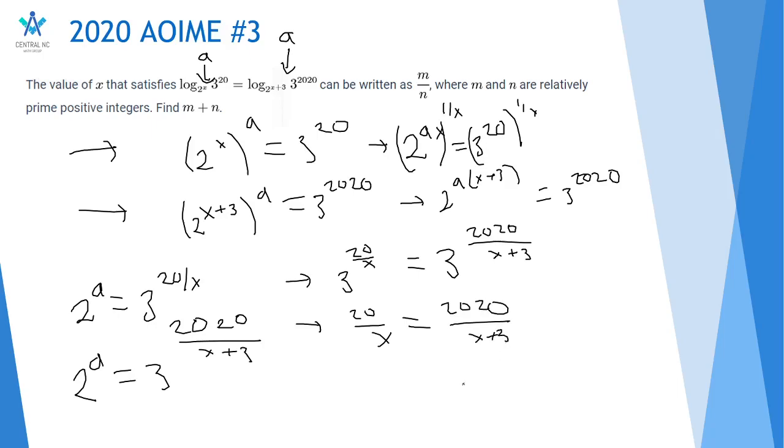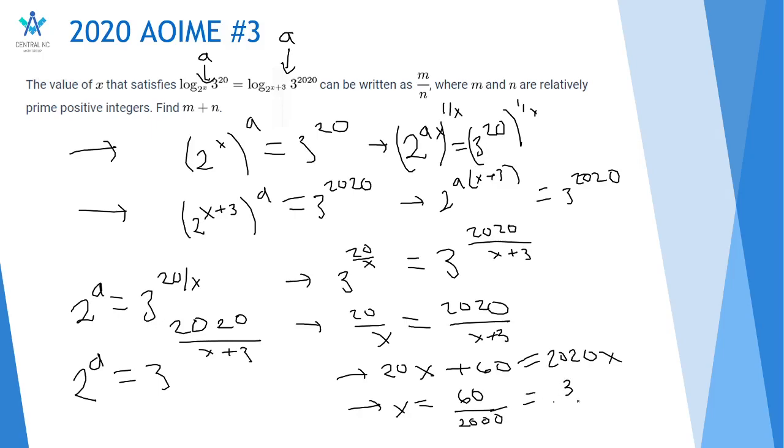Some simple cross multiplication will give us 20x plus 60 equals 20x. That gives us that x is equal to 60 over 2000 if you solve this equation. Now we can factor out a 20 from each, and divide 20 on the numerator and denominator to simplify this down to 3 over 100. Since we have now written this in the form m over n, where m and n are relatively prime, we just sum these up and we get the answer is 103.